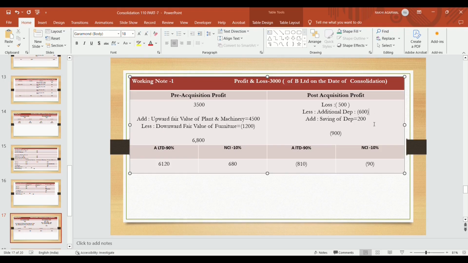So 500 plus 600 minus 200, it becomes the loss of 900, that is the post profit. Pre profit is distributed between A Limited, that is 90%, and the NCI, that is 10%. So 6,800 into 90% becomes 6,120, and 6,800 into 10% becomes 680. And post PL, there is a loss of 900. That 900 for A Limited, that is 90%, becomes 810, and 10% of 900 becomes negative 90.